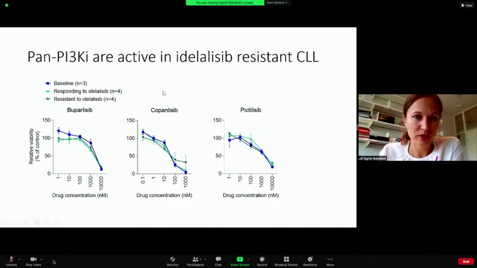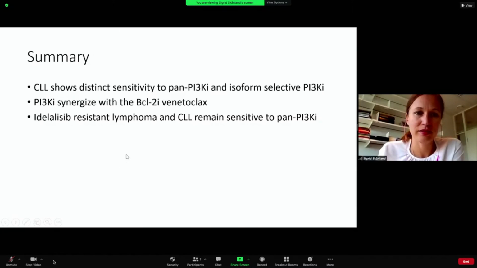And we also had access to another small cohort of idelalisib resistant patients. So from these patients, samples were taken before treatment with idelalisib while they were responding to idelalisib, and then they had become resistant to idelalisib. And again, we see that they remain sensitive to these pan-PI3 kinase inhibitors. So all these, although we only have data on few patients, this suggests that the idelalisib resistant lymphoma and CLL remain sensitive to pan inhibitors.